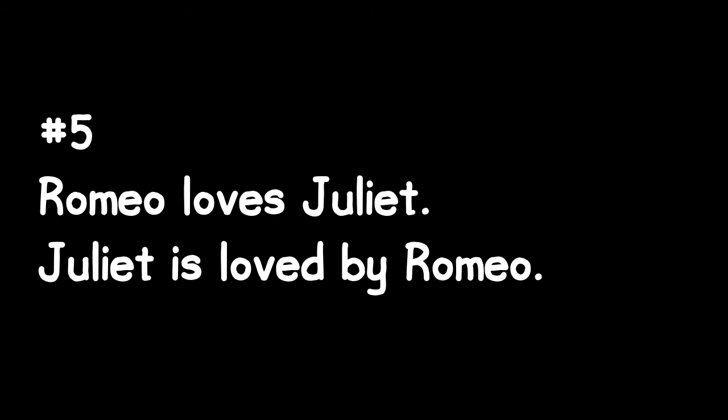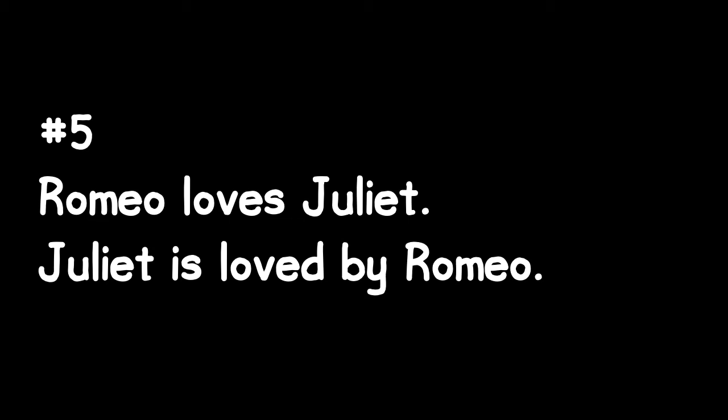Consider these two sentences. Romeo loves Juliet. Juliet is loved by Romeo. Now the first one is contingent. Maybe Romeo loves Juliet, maybe he doesn't. Second one is also contingent. Maybe Juliet is loved by Romeo, maybe she isn't.